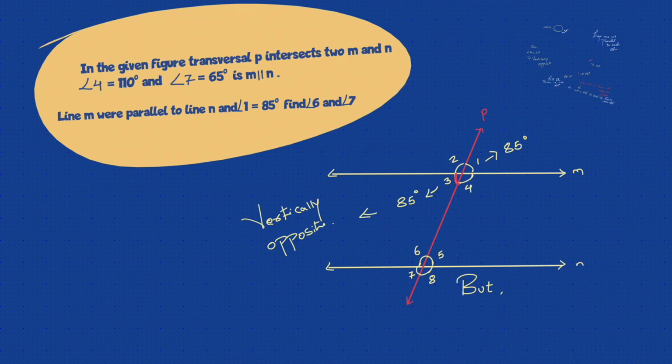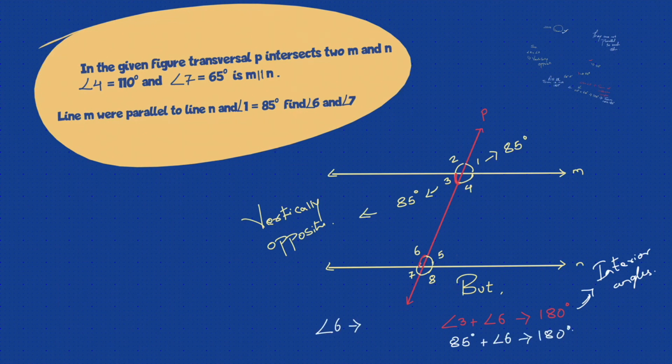By vertically opposite angles, I know angle 3 is equal to 85. What is the relationship between 3 and 6? They are interior angles. So angle 3 plus angle 6 has to be equal to 180 degrees, because M is parallel to N. But I know angle 3 is 85 degrees. So 85 degrees plus angle 6 is equal to 180 degrees, which means angle 6 is equal to 95 degrees. Simple as that. I just applied vertically opposite and interior angles.